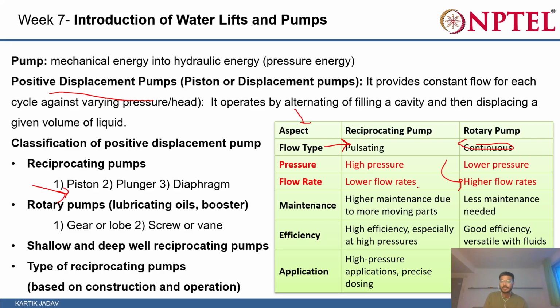Okay. And maintenance also: reciprocating pumps require higher maintenance due to more moving parts, right? And it works at high pressure, so there is a high chance that its parts get damaged or suffer wear and tear. So it requires continuous maintenance, while the rotary pump requires comparatively less maintenance. In terms of efficiency, the reciprocating pump has a high efficiency, especially at high pressure, while the rotary pump just has a good efficiency and it is versatile.